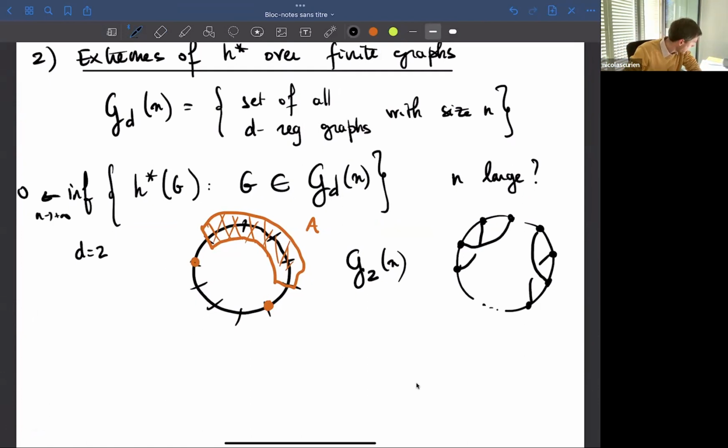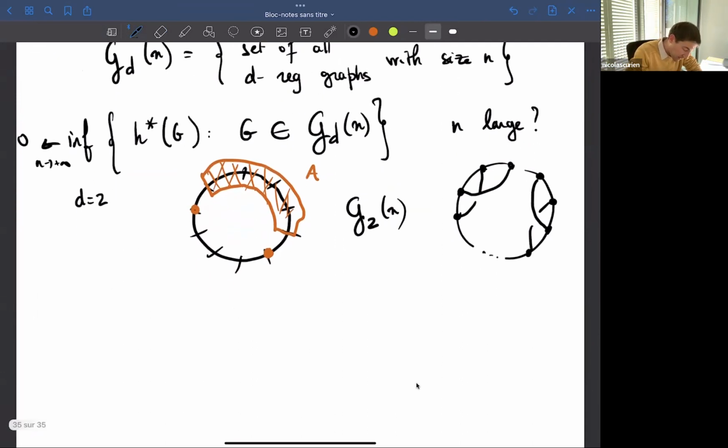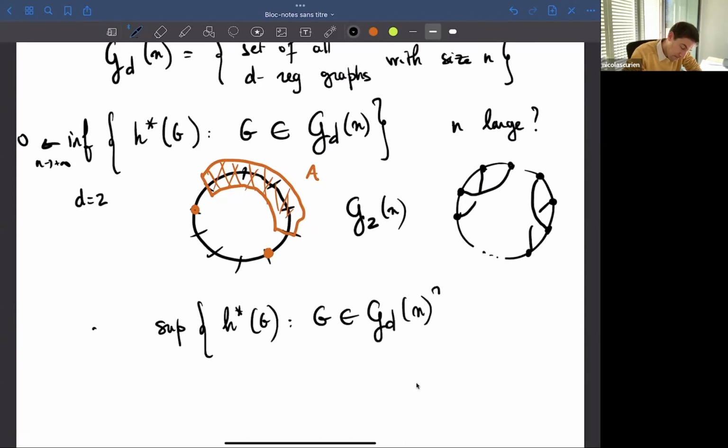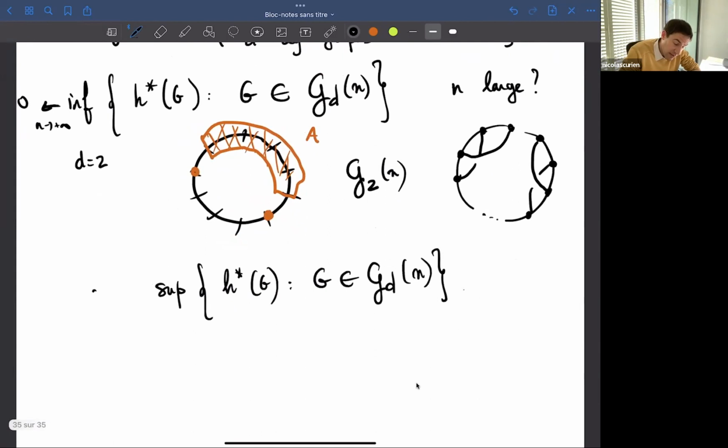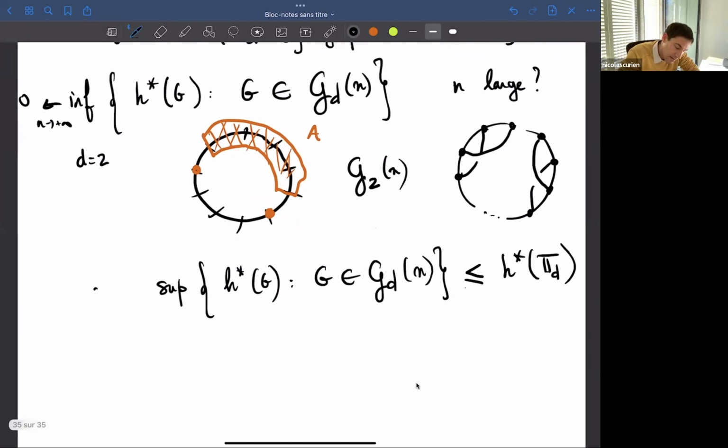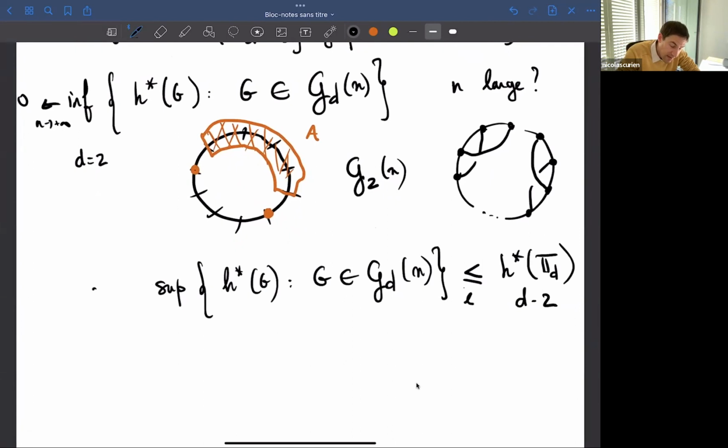That's very easy. On the other hand, if you look at the supremum of all Cheeger constants of finite graphs G in G_D(n), let's look at this quantity now when n goes to infinity. There is actually an easy argument which tells you that regardless of n, this is always less than the Cheeger constant of the universal cover. The universal cover of those graphs is just the D regular tree. This is D minus 2. So that's an exercise, and that's easy.